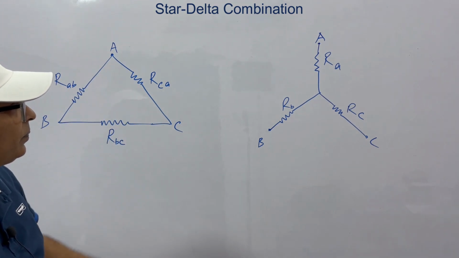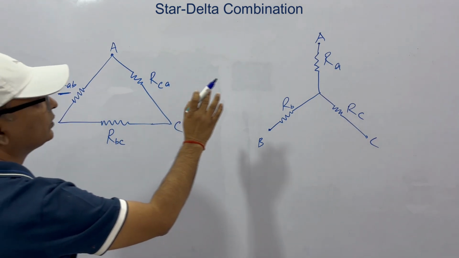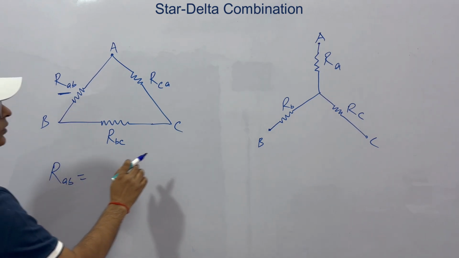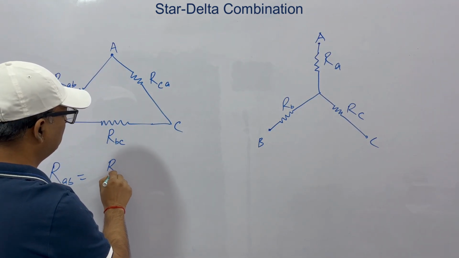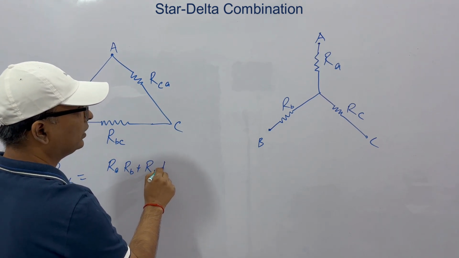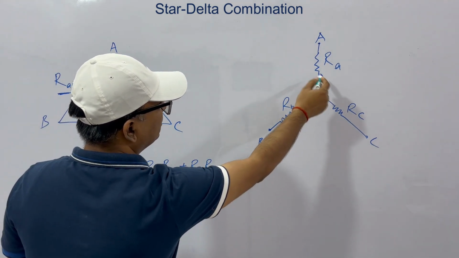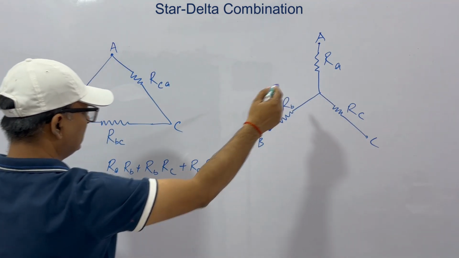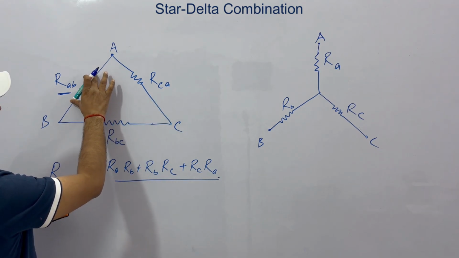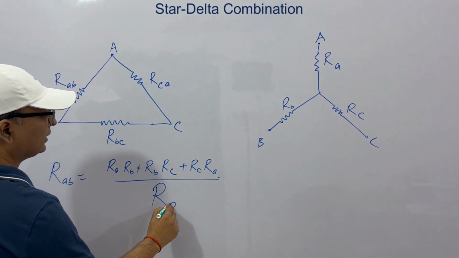We have equivalence. If you want to know what RAB is in terms of this, then RAB is written as: first of all, RA into RB plus RB into RC plus RC into RA. Multiply all of them in couples, divided by, when you are talking of RAB, the resistor that is in front of this, which is RC. So we will write RC.